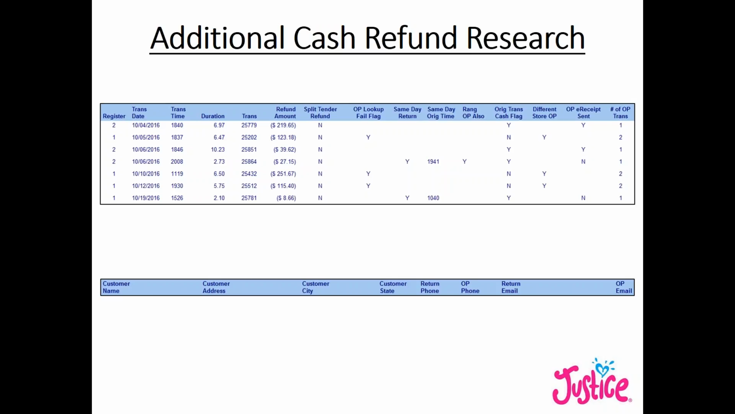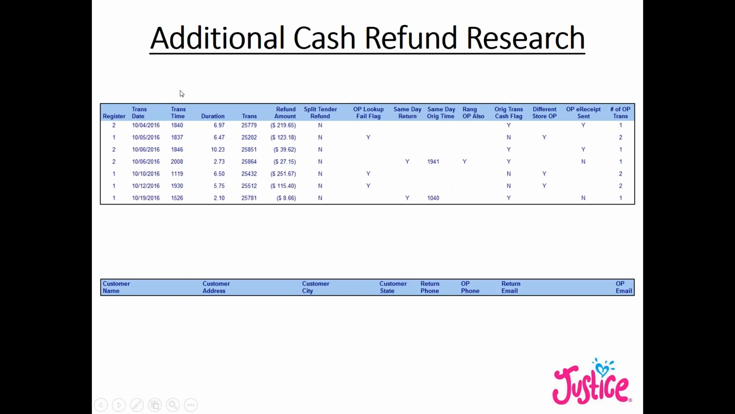So if we were finding that the original purchase had an e-receipt sent, that's kind of a scheme the person is using: maybe they're sending all the original receipts to the one email address and then accessing them to be able to do the returns. And then finally, on the top line, the number of original purchase transactions that were used.